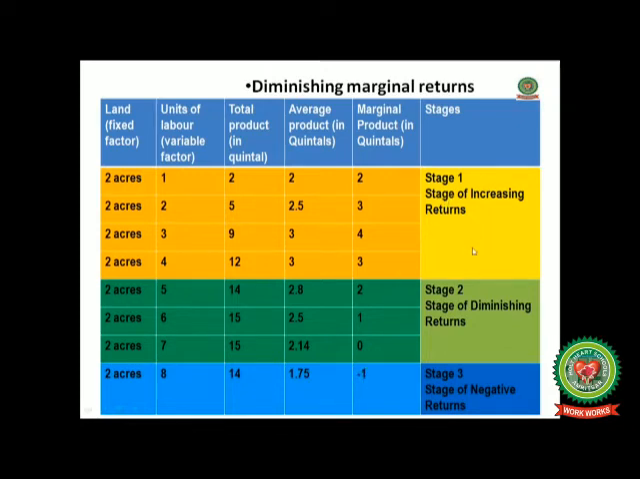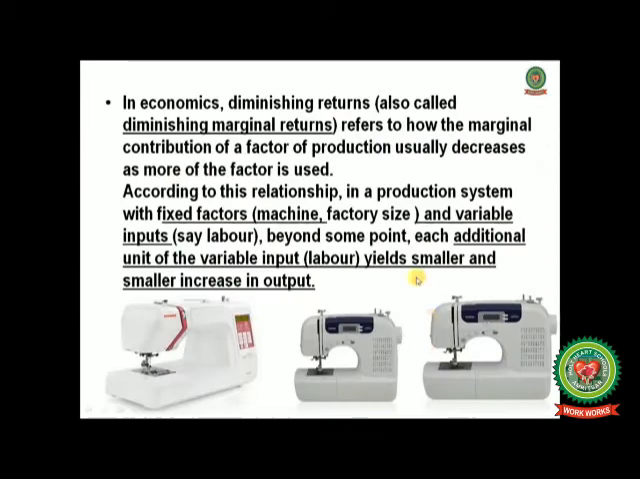So the first stage ends with the 4th unit of laborers, and the second stage ends with the 7th unit of laborers, and the third stage starts from the end of the second stage, that is with the additional 8th unit of laborer.